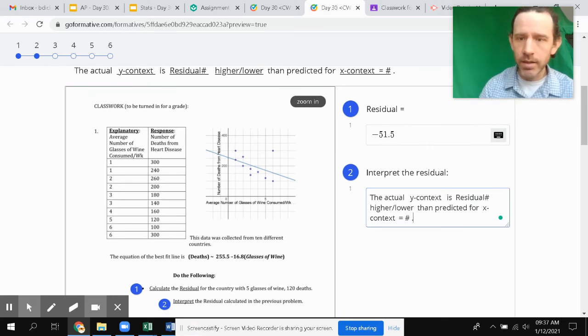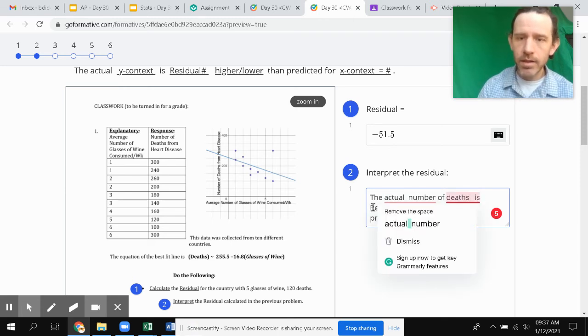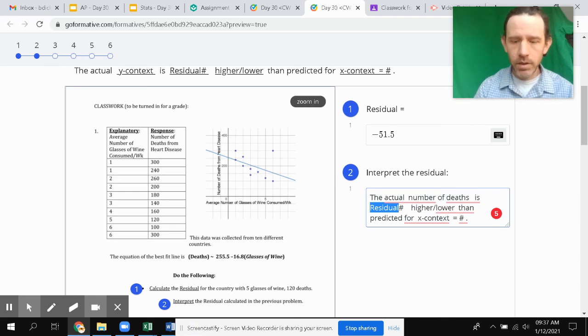Let's start with the y context. What is our y context? You can see it in the table. You can see it on the graph. It's number of deaths, right? So I go here and I change this to number of deaths. The value that we calculated, that's the next thing that I'm going to change, right? So we've changed the y context word here in the sentence to fit what it actually is in this problem. So we say the actual number of deaths is, and in this case, the residual was negative 51.5.